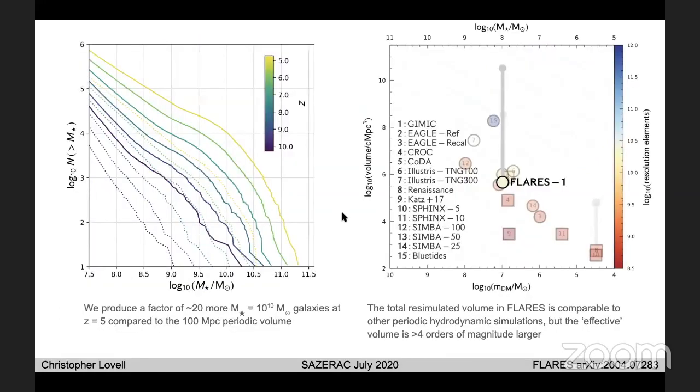So just looking at the raw number of galaxies that we get in our regions, on the left you see a cumulative distribution plot against stellar mass. The dotted lines here show the periodic Eagle volume, 100 megaparsecs on a side. And the most massive galaxy in this region at redshift 5 is around 10 to the 10.5 solar masses. Whereas in FLARES, we are able to simulate tens of galaxies above 10 to the 11 solar masses. And at around 10 to the 10 solar masses, we actually generate 20 times more galaxies at that mass. So we're producing a huge number of galaxies that are interesting to study.